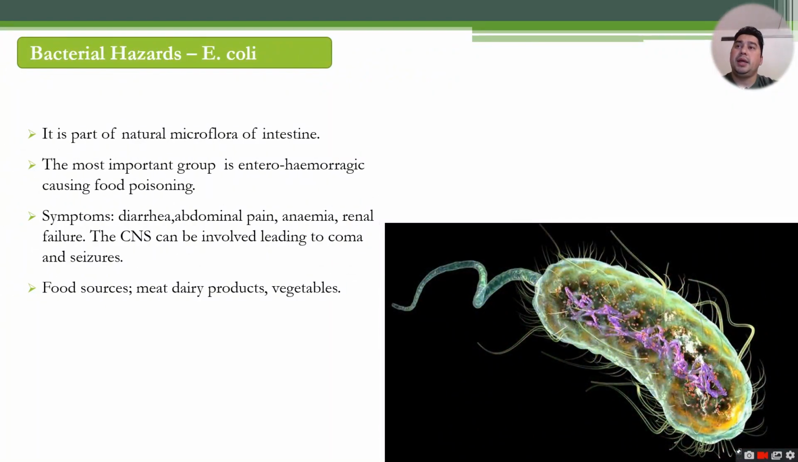Then we have E. coli. It is a part of the natural microflora of the intestine. The most important group is hemorrhagic, causing food poisoning. Symptoms include diarrhea, abdominal pain, anemia, renal failure, and the CNS can be involved, leading to coma and seizures. What are the sources of food? The sources are meat, dairy products, and vegetables. So these are the sources of E. coli.